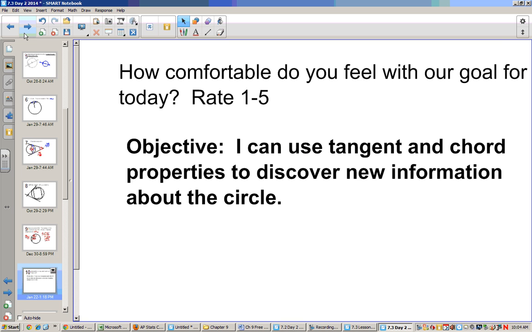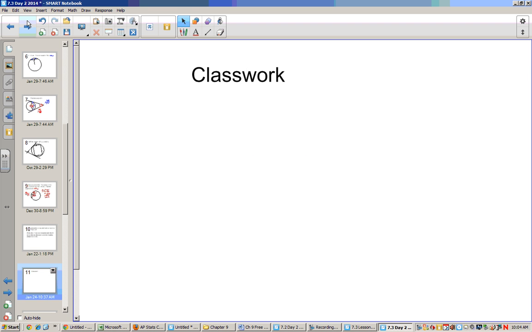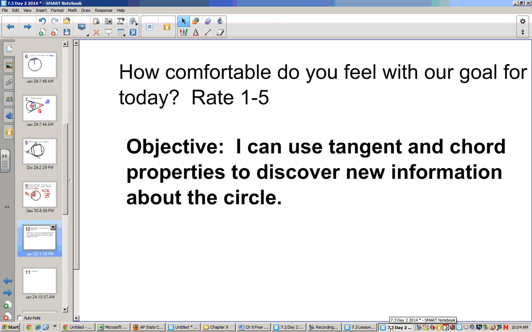All right, now we're done with the lesson. So I want you to be able to say how comfortable you are with today's lesson. We were using tangent and chord properties to find out new information about our circles. So now you can work on classwork and finally the homework. Good luck.